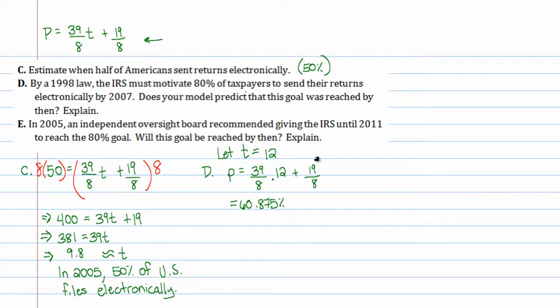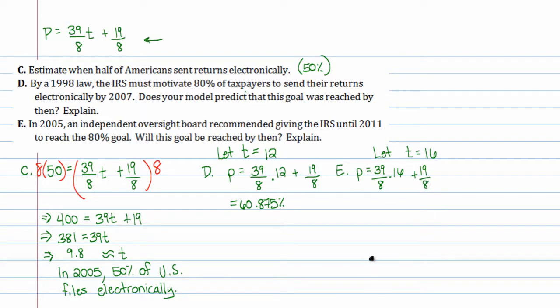So it turns out, according to Part E, that in 2005 they adjusted this law basically to say, listen, we're not going to make the 80% mark. We'll give them until 2011. So let's see if they made it. Again, this is all according to our model. Well, 2011 happens to be 16 years after 1995. So we're going to let t equal 16. And p is equal to, our model is 39/8 times the 16 that we're entering in, and finally plus 19/8.